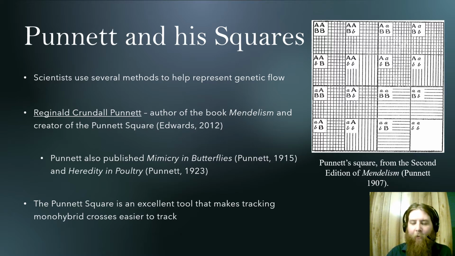We use the Punnett Square because it's a very easy method to track monohybrid crosses. These one trait, one factor crosses. Here on the right, I've got an example of one of the Punnett Squares. It's a little bit more simplified now, which is okay. I like some of the historical, the lines and dashes, which we don't use as much. I like those. Those are kind of cool.